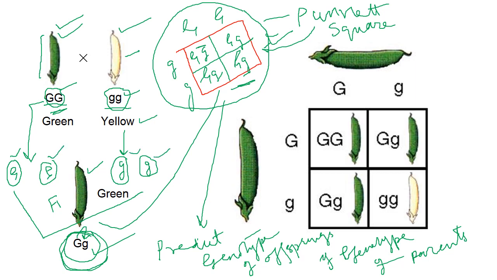Now all offspring will have green color pods, because capital G is responsible for the green color of the pod and it's dominant over the recessive allele small g. So all the offspring in the F1 generation will have green color pods. And now if we subject these F1 hybrids to selfing, again we'll see.